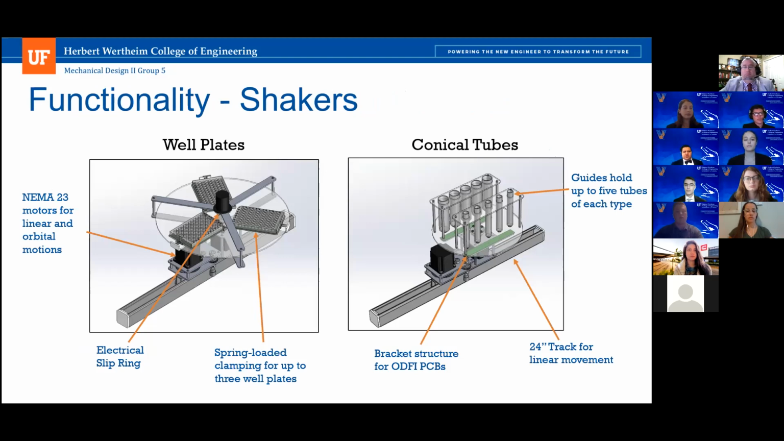As for the shakers, we have a two shaker system. The first accommodates up to 3 well plates of any standard type. The second accommodates up to 10 conical tubes, 5 of them being 50 millimeter type, while the remaining are 50 millimeter. Both shakers can provide all 3 shaker patterns by implementing a system with 2 NEMA 23 stepper motors.